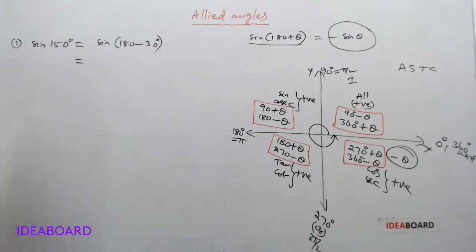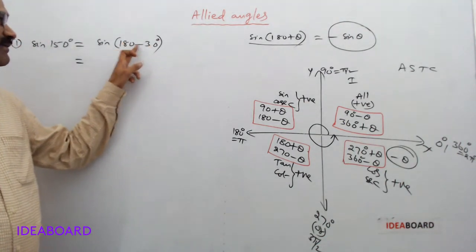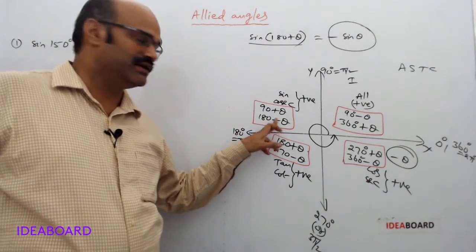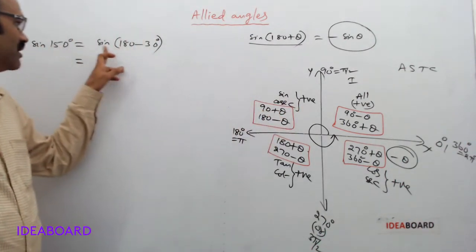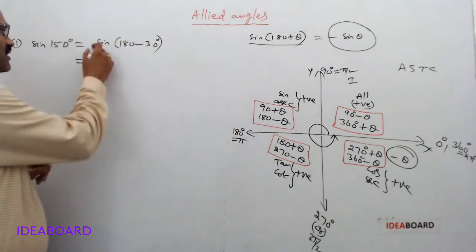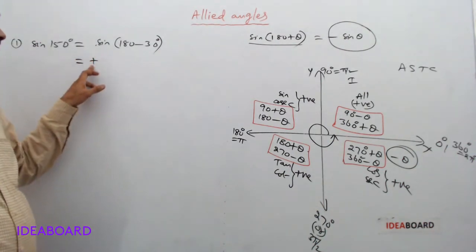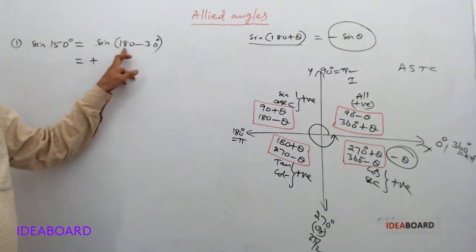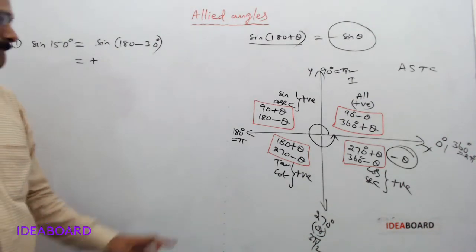It is equal to 180 minus theta. 180 minus theta lies in the second quadrant. In the second quadrant, sine and cosecant are positive. Now here we are having sine, so we have to take positive sine. If you have cos here, you have to take negative sign. So sine is plus.